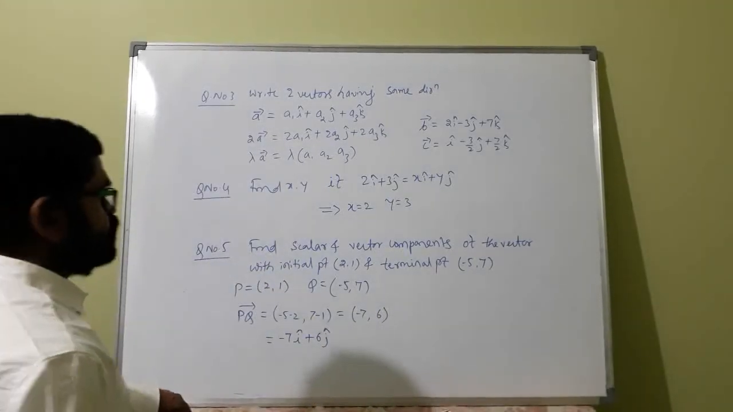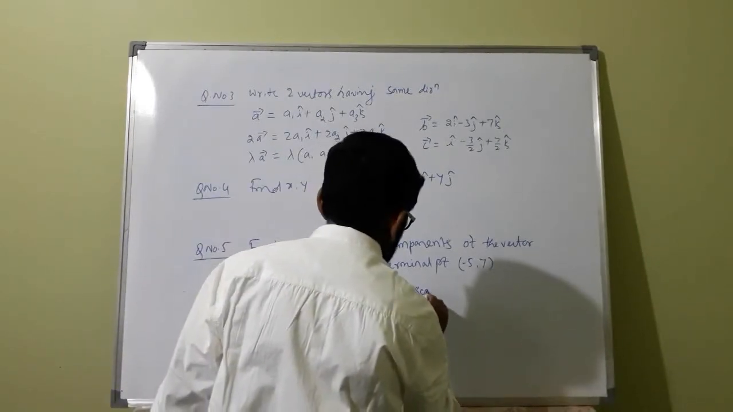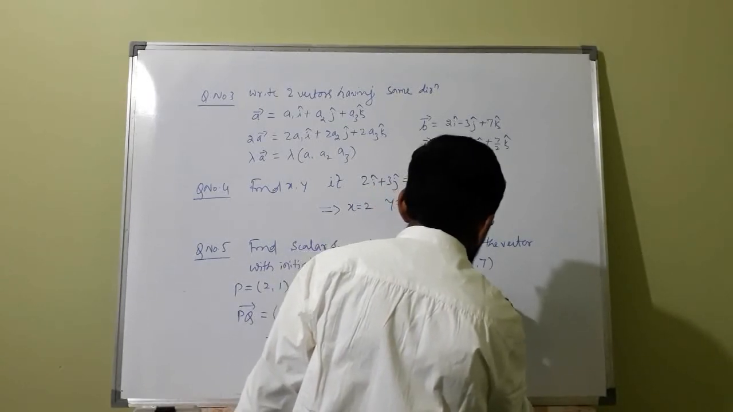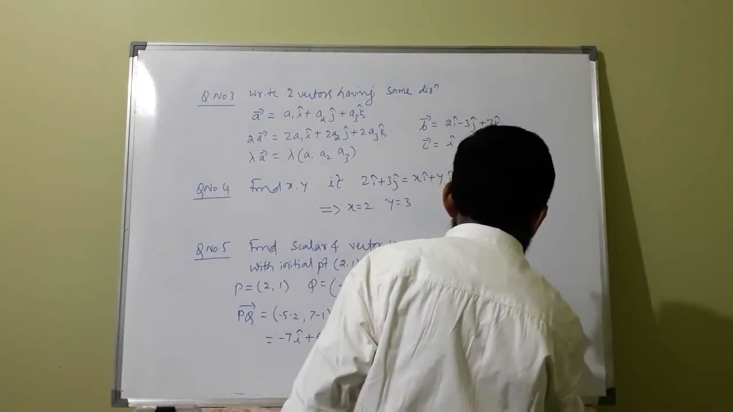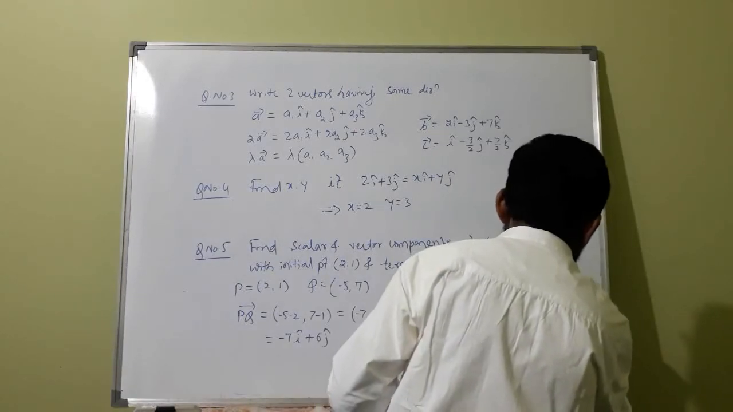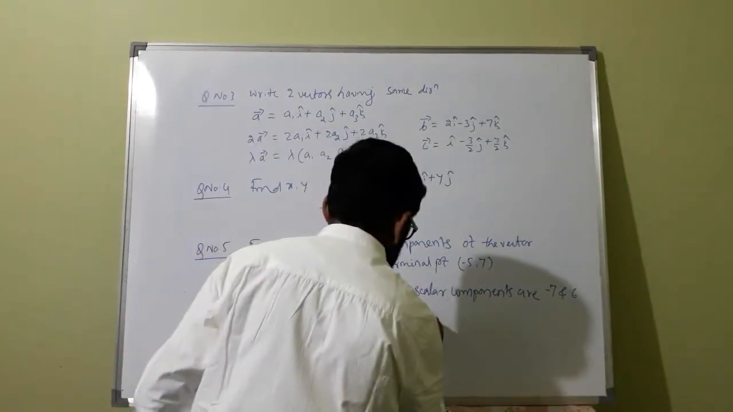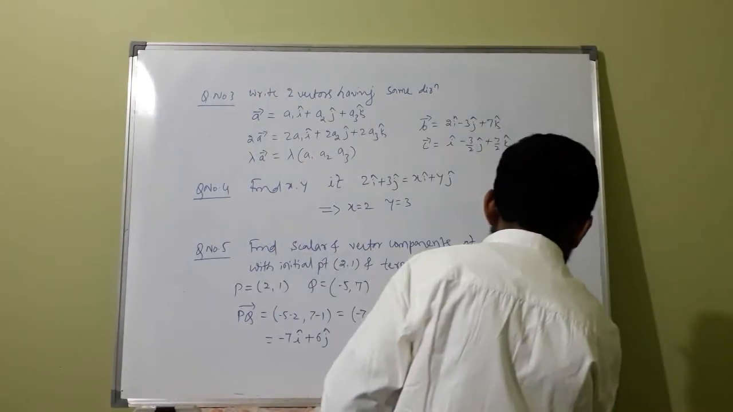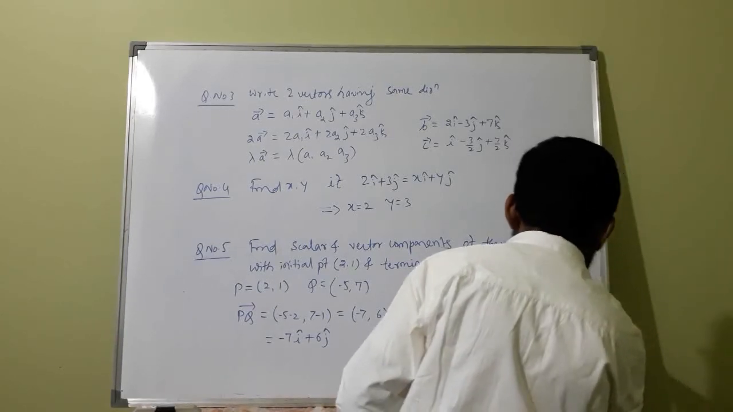Find scalar and vector components. The scalar components of this vector pq are minus 7 and 6, whereas the vector components of this pq are minus 7i and 6j. Okay.